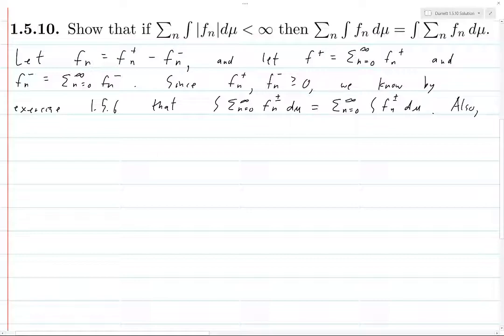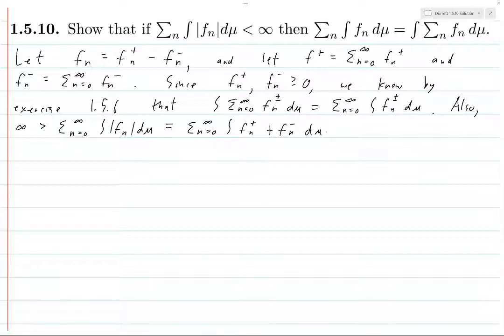Also, we need to use this fact that the sum of the integrals of the absolute values of the f_n's is finite. So we have infinity is greater than this sum from n equals 0 to infinity, the integral of the norm of f_n d mu. Well, we can break this up. The absolute value is precisely the positive part plus the negative part, just by the definitions of the positive and negative parts. And now this is the sum from n equals 0 to infinity, and this integral can be broken up into two. We have the integral of f_n plus, plus the integral of f_n minus.